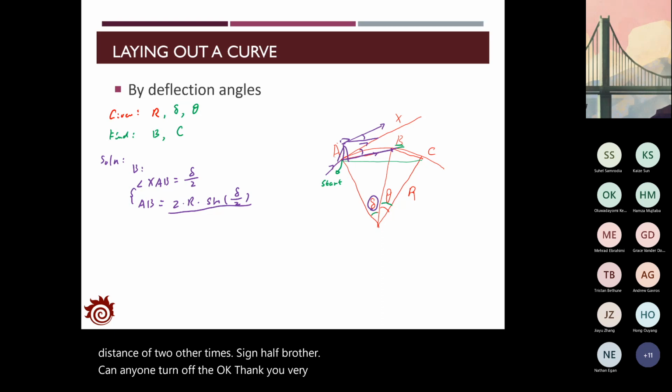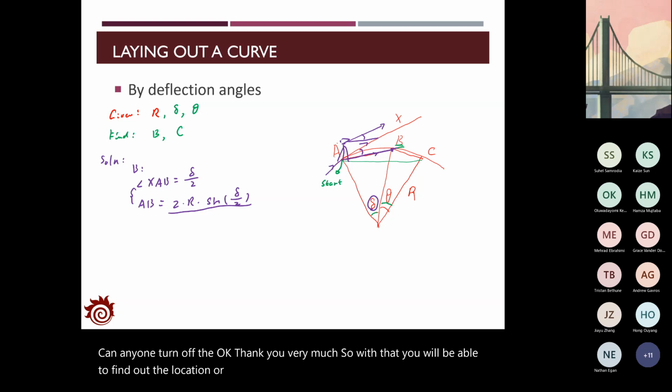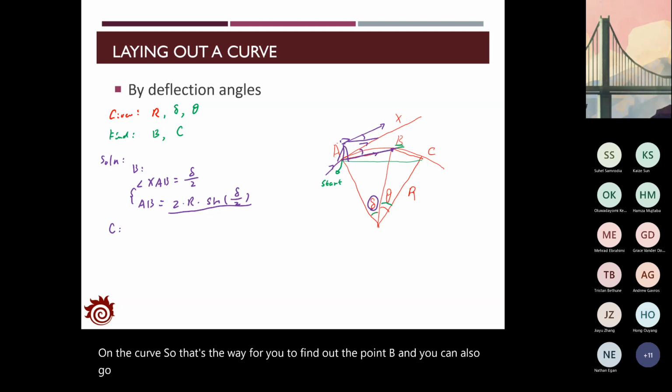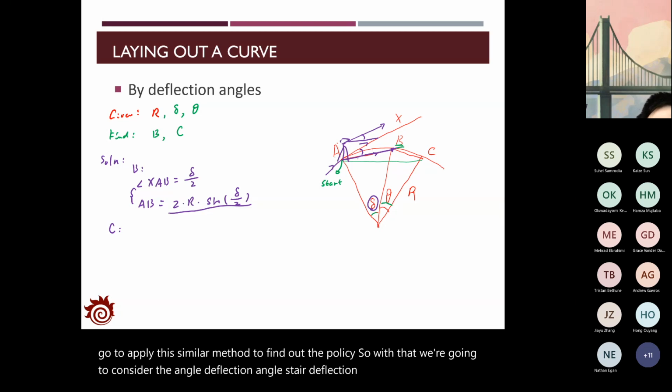So with that, you will be able to find out the location of point B, which is the point on the curve. So that's the way for you to find out the point B. And you can also apply a similar method to find out the point C. So with that, we're going to consider the deflection angle, still deflection angle, between AX and AC.